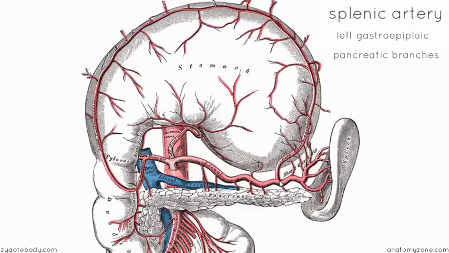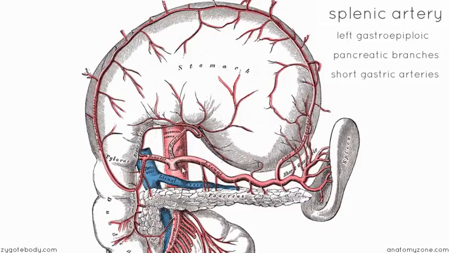So just before the splenic artery enters the hilum of the spleen, it gives off some short vessels, which are called the short gastric arteries, and these supply the fundus of the stomach. So you can see these vessels coming off here, and this area of the stomach is the fundus.